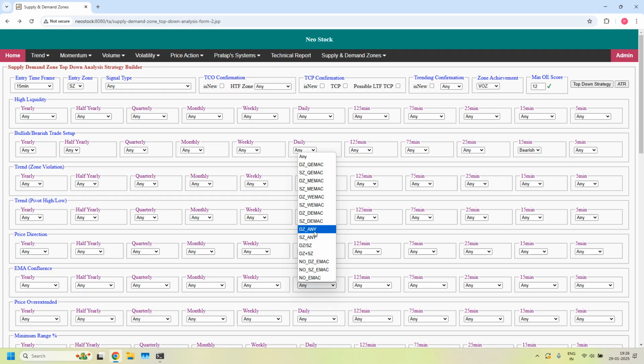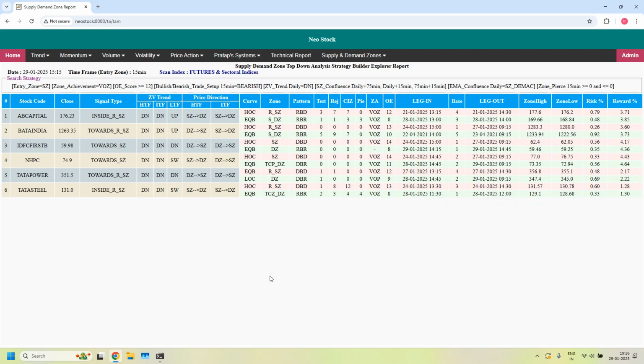So at the daily time frame, I am setting the filter: does the daily supply zone have daily EMA confluence or not. I am verifying. And the trend on the daily time frame should be downtrend, not sideways. So I verified the downtrend, and set the downtrend. With these filters, out of 9, we got 6 stocks. And these 6 are even more high probability trade setup supported stocks, because all these 15-minute supply zones are inside the daily supply zone, and the daily supply zone has daily EMA confluence.